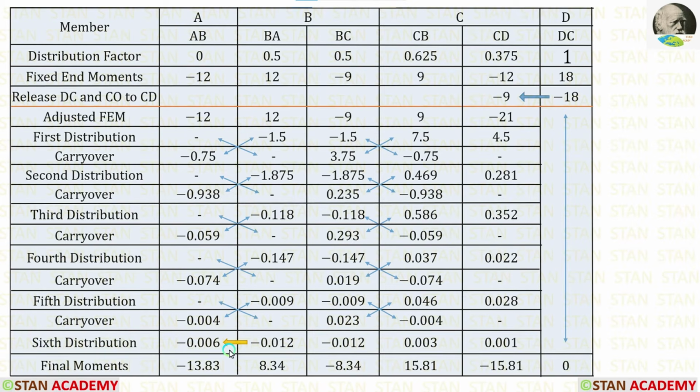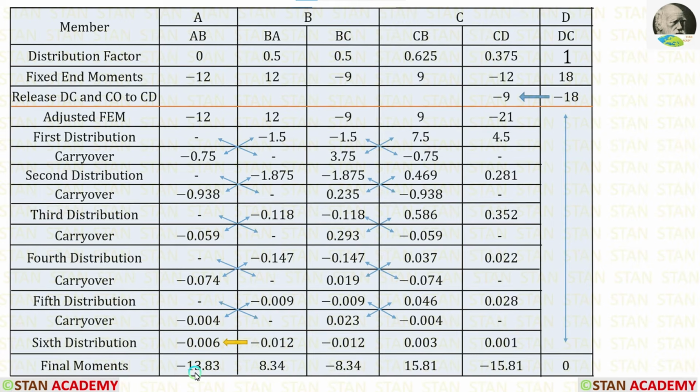In the final distribution, we don't have to make the carryover for all the values. Only we have to give the carryover to the fixed ends. In the point A, we are having a fixed support. So we have to give the carryover from BA to AB. Minus 0.012 upon 2, we will get minus 0.006.